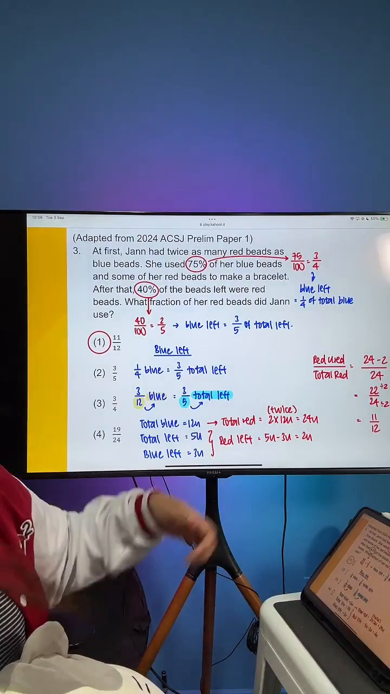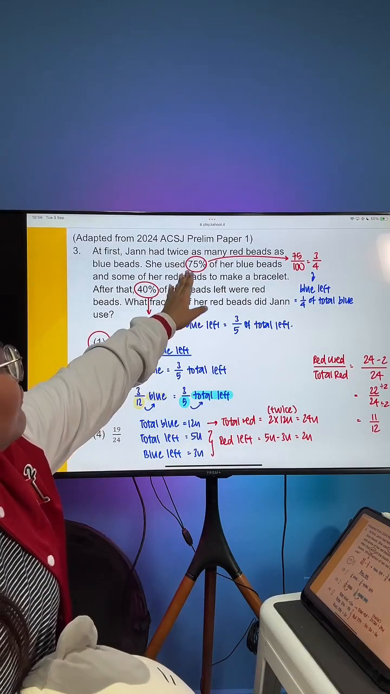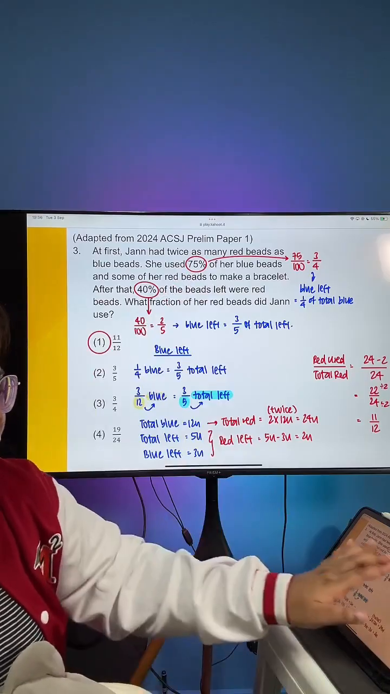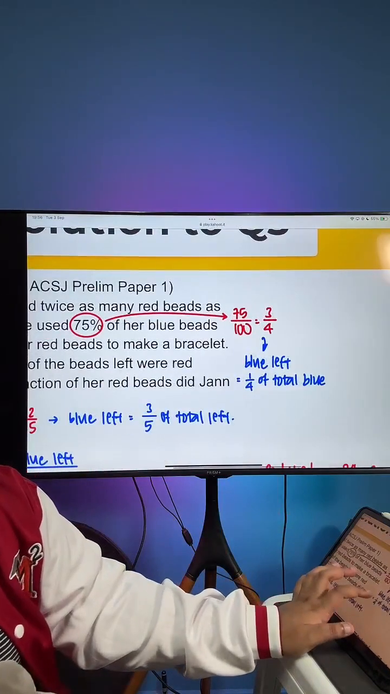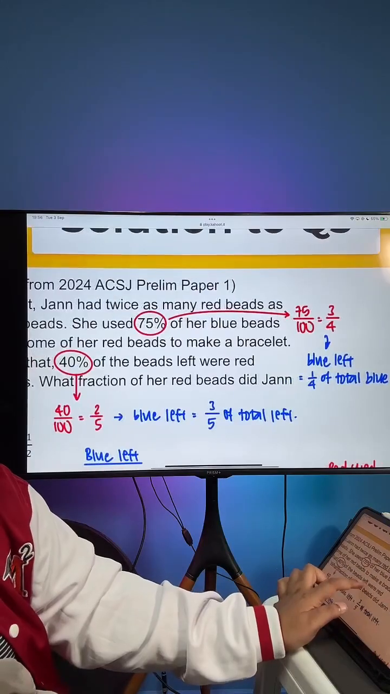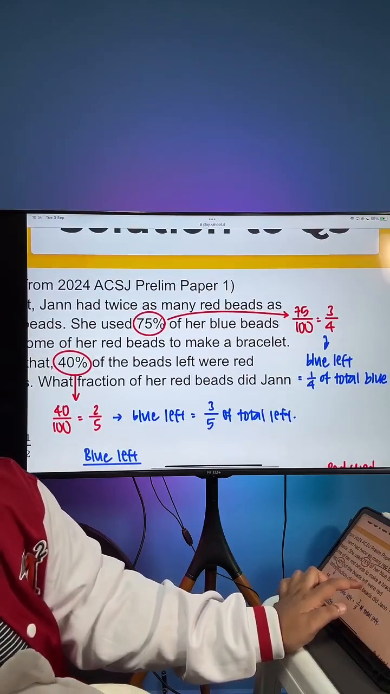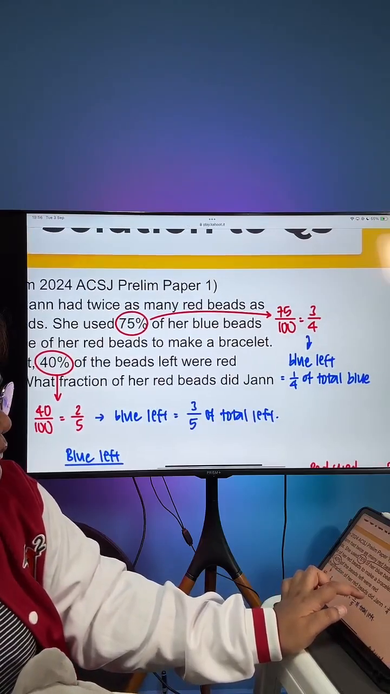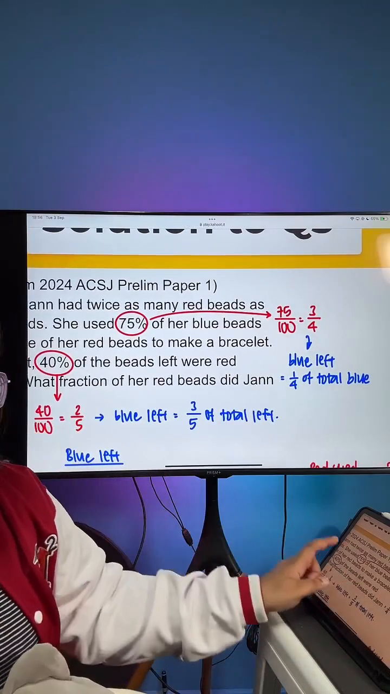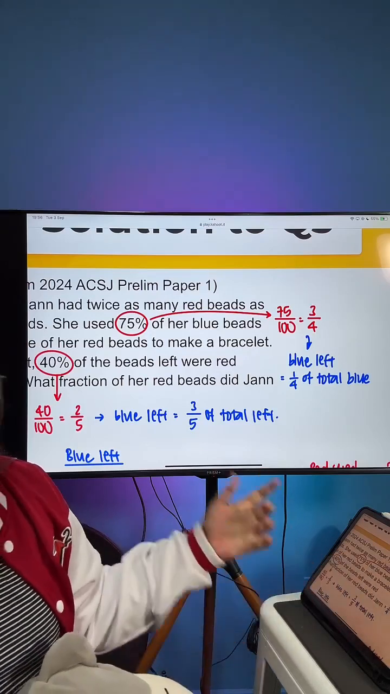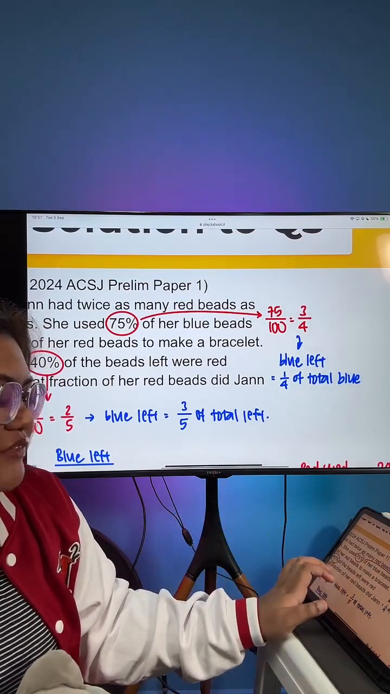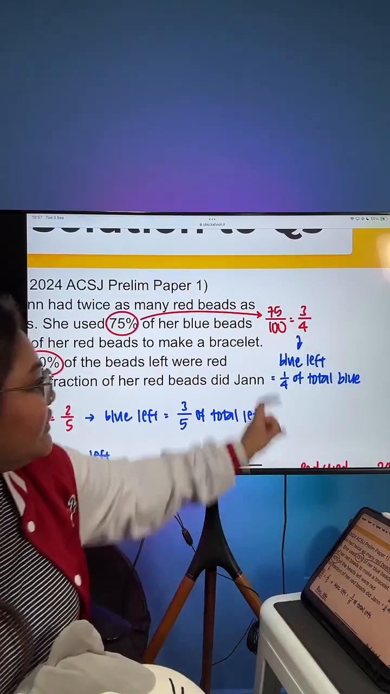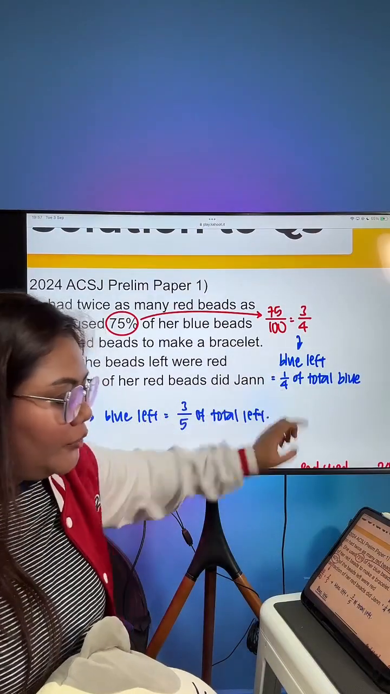So let's take a look, yeah? We know that 75% of her blue bits were used. So if you convert 75%, you're going to get 3/4. That means, okay, I'm going to zoom it in for you. This is from ACSJ, ACS Junior 2024 prelim paper. So as I was saying, 75% means 3/4, and that means the blue bits left is 1/4 of the total blue bits. Okay, blue bits left is 1, total blue bits is 4.